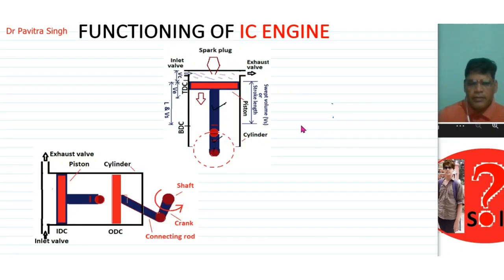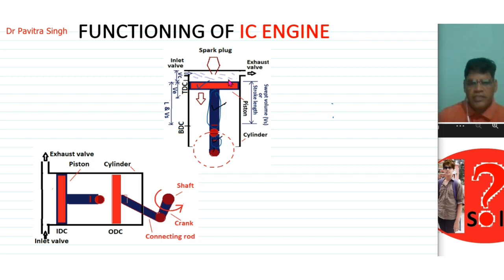Hello everyone. Today we will discuss the functioning of the internal combustion engine. You can see this is a vertical internal combustion engine. This is a cylinder, this is a piston, this is a connecting rod, and this is a crank, crankshaft, and crank pin. The crank is connected with the connecting rod using the crank pin.